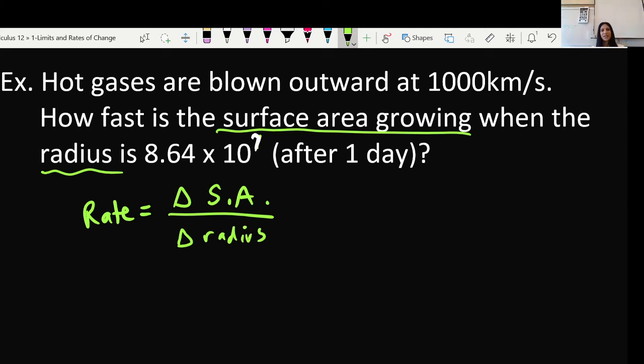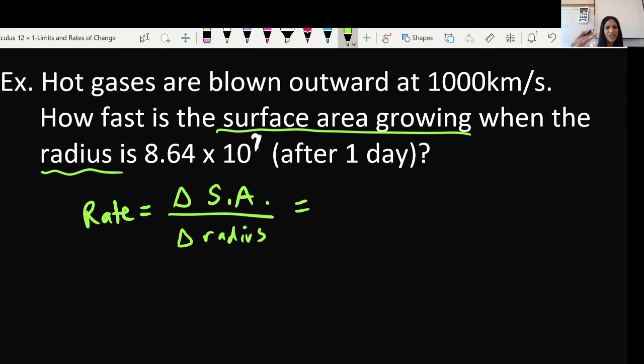In each scenario, because I'm going through a few examples with you, this could represent a number of different things. So your job in each word problem, in each example, is to figure out in this specific example, what is my rate of change, or what does my rate of change represent? In this case, the surface area depends on the radius. So change in surface area over the change in radius.